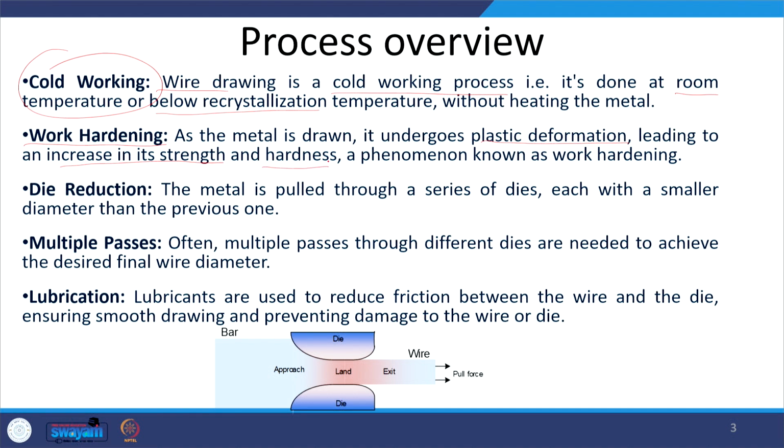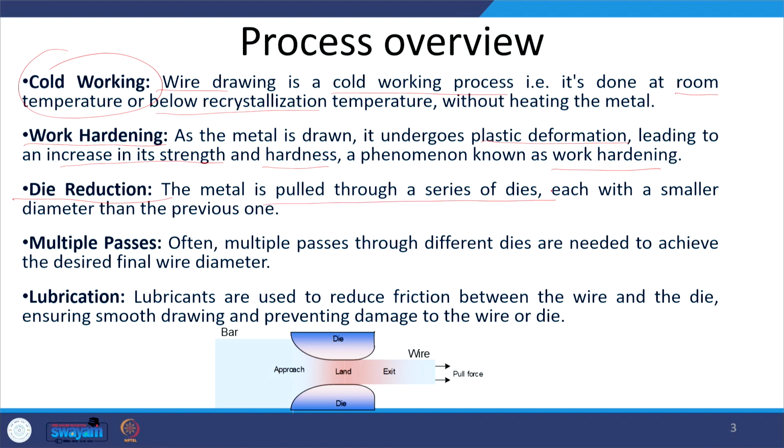But this happens at the cost of the ductility. Ductility is reduced, while the strength, yield strength and hardness of the material are enhanced due to the work hardening. So, this is the second thing that happens. The process involves a significant reduction in diameter. The die which is used helps in reducing the cross section of the stock material.